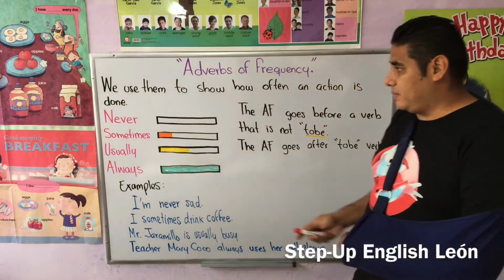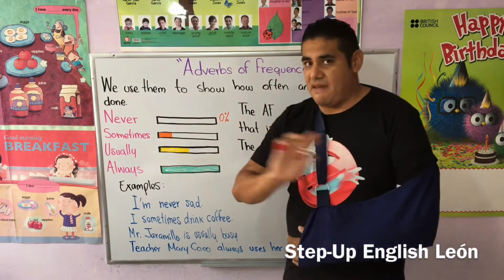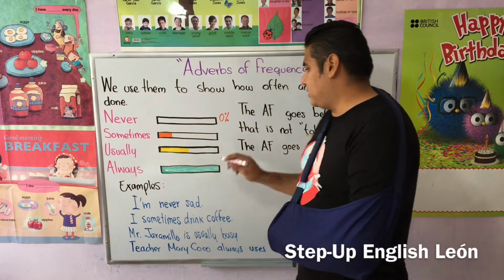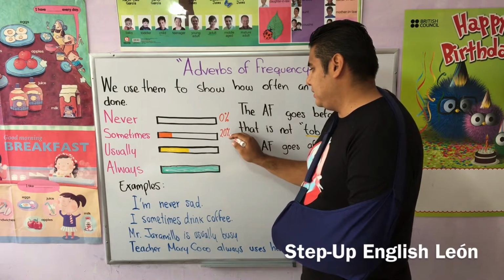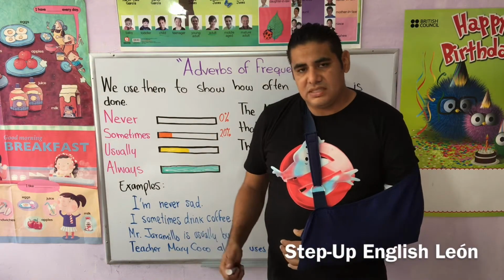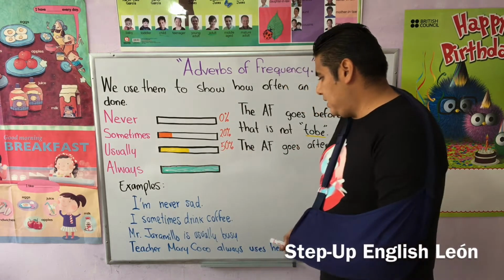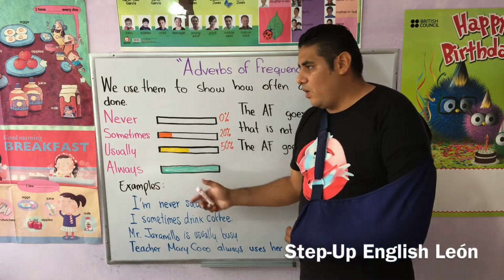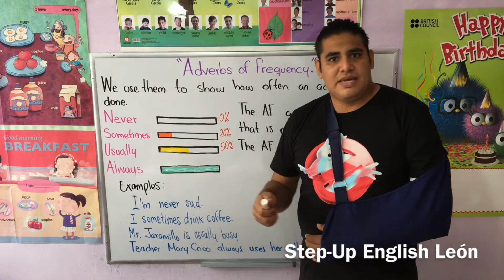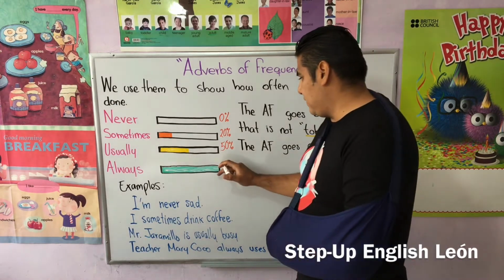Never. This means zero. Sometimes. This means not always, like 20%. Usually is like, yes, sometimes not. Maybe it is going to be like 50%. And always is that you do it many times, every day, every hour. Yes, you do it. It means always. It is like 100%.